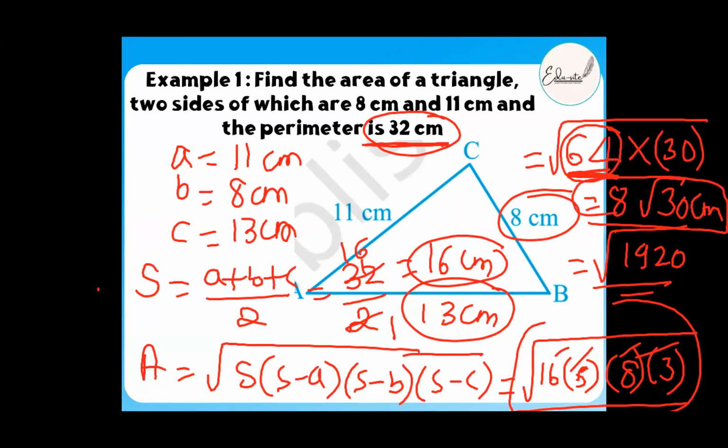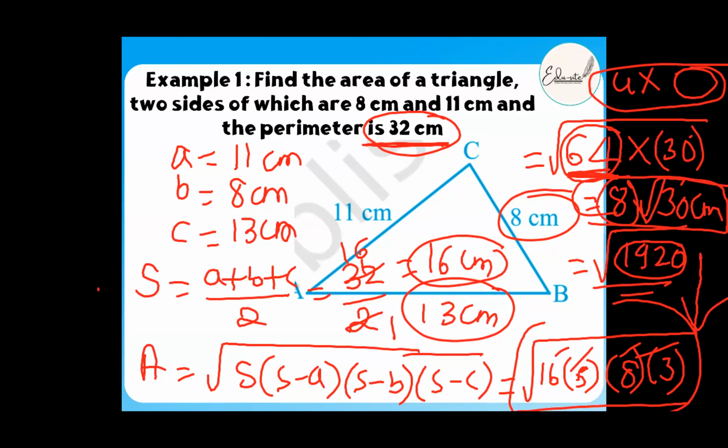It cannot always be 8 root 30. You can write it in different formats as well. You can also write 1920 as 4 into something. You can write it like that as well. But here they have taken 64 into 30 because by substituting more, you can get this answer. 8 into root 30 is equal to 1920. Fine. How did you derive this? Understood?